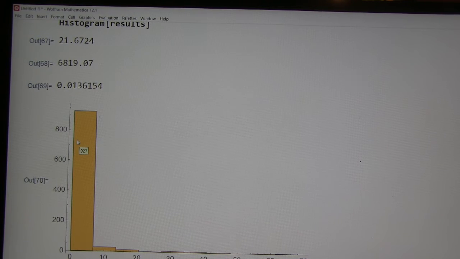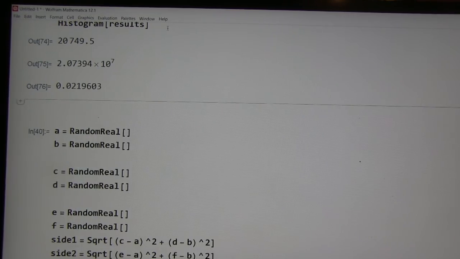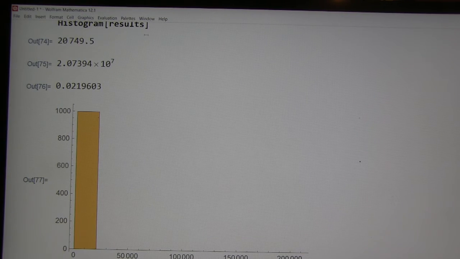Okay. Run it again. So our average was 20,749. The max value was basically 20 million, looks like. And the minimum value was 0.022.